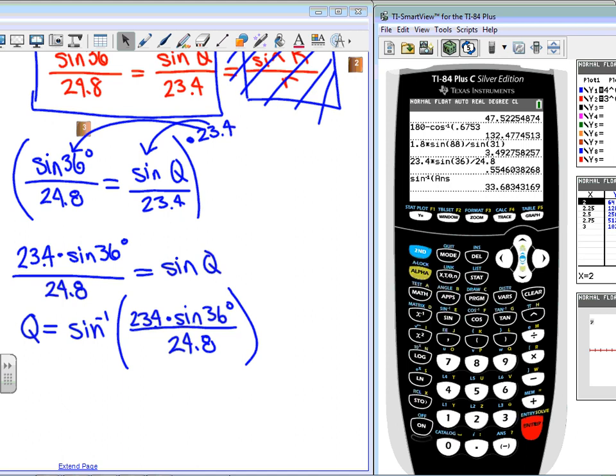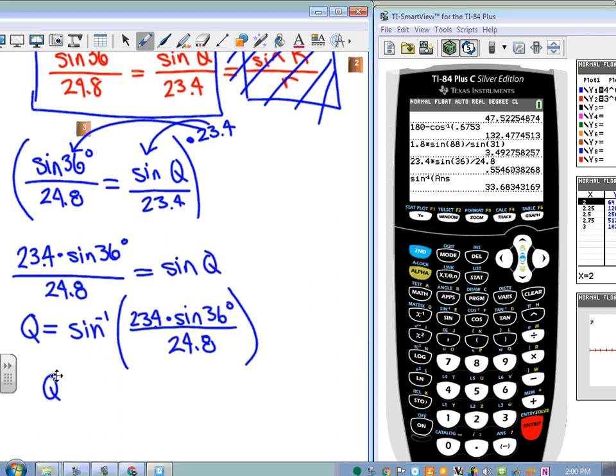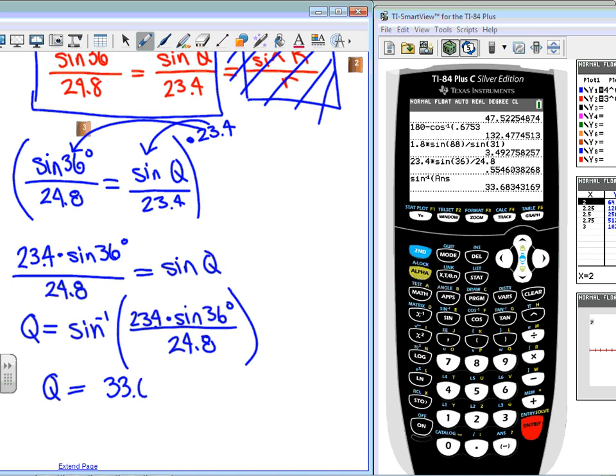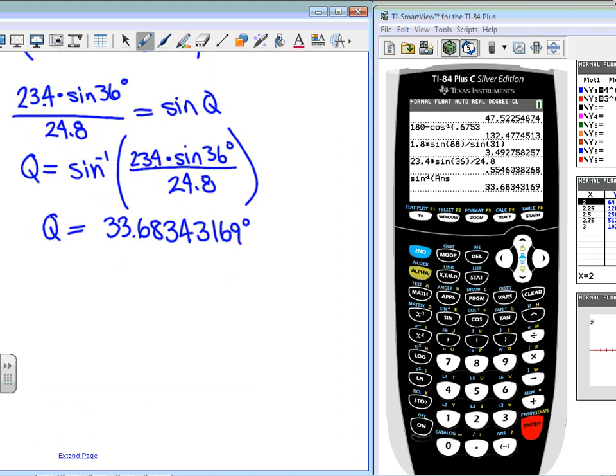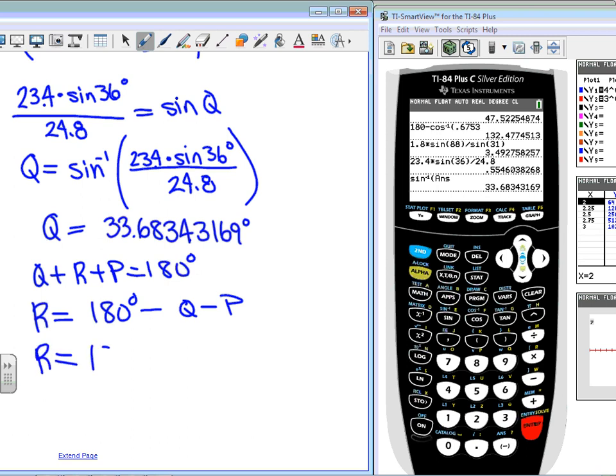33.683. I'm going to write that, and then I'll maximize this again. So based on that work, angle Q is 33.683433169 degrees. And then what we know is that angle Q plus angle R plus angle P is 180. We now know two of these angles. So I can say that angle R is 180 degrees minus Q minus P. So angle R is 180 degrees minus the 33.683, and I'm going to use the unrounded number from my calculator, minus, I'll put a degree symbol there, angle P, which was 36 degrees.